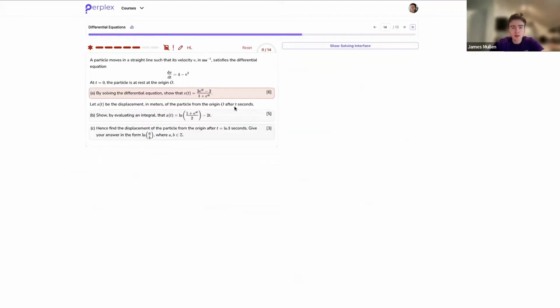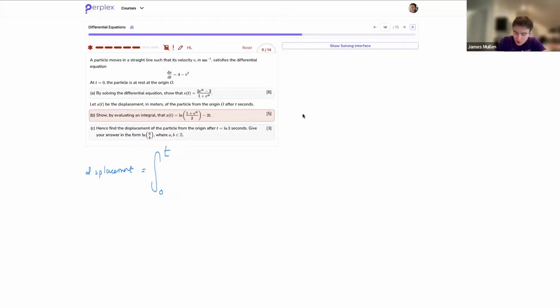So there we go. Now, let x of t be the displacement in meters of the particle from the origin after t seconds. Show by evaluating the integral that x of t is equal to ln of (1 plus e to the 4t) over 2, minus 2t. Let's do it. So I know that the displacement is the integral from the start time to the end time, so in this case from 0 to t.